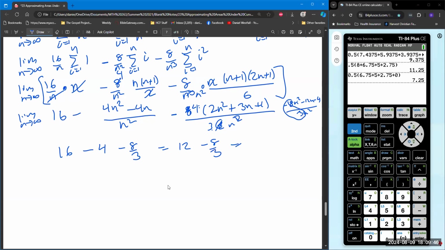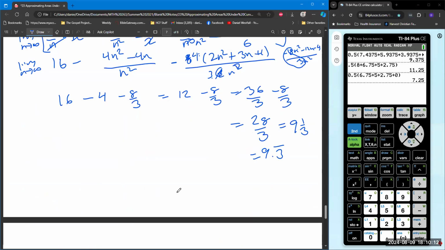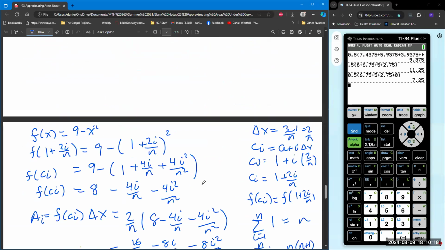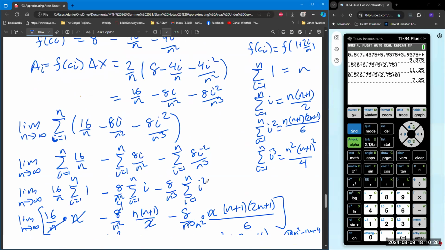It's going to be 36 over 3 minus 8 over 3, which is 28 over 3, which I think I already said before was 9 1/3, or 9.3 repeating exactly. And that's how I would do it with rectangles and get an exact answer and squeeze out all my error with a Riemann sum like that. So the answer that I got up here is exactly 28 over 3 for my area. This is also the way to get it exactly.